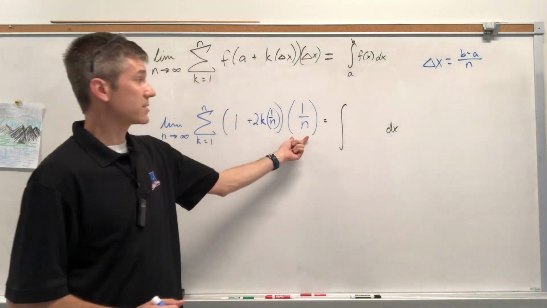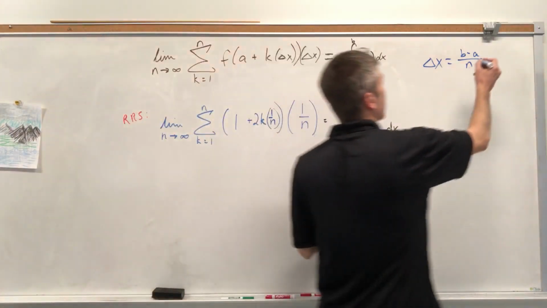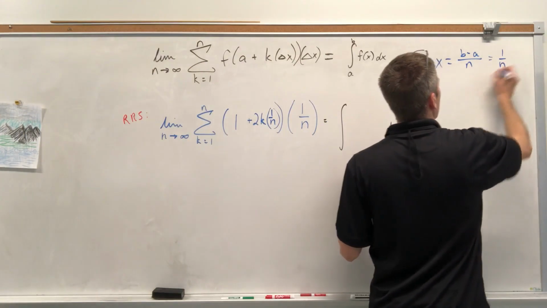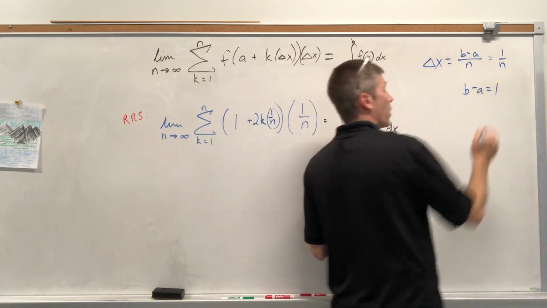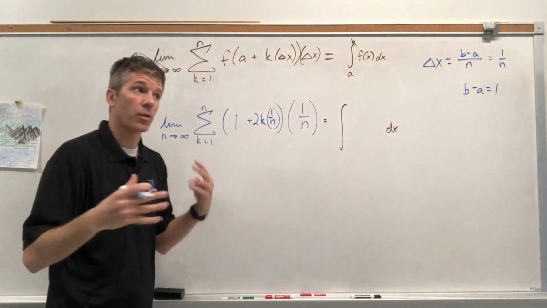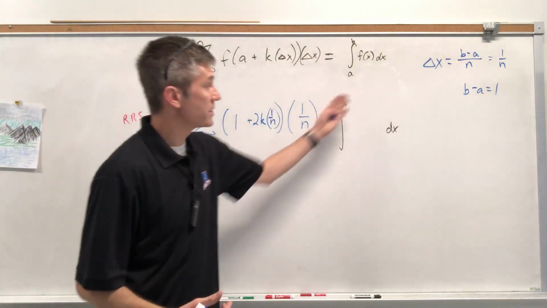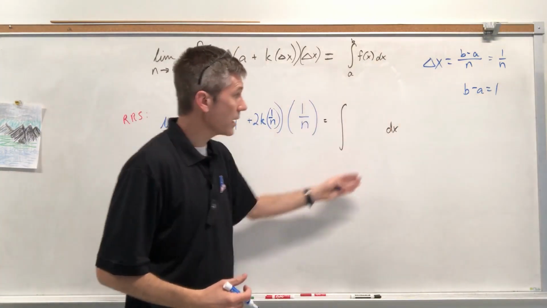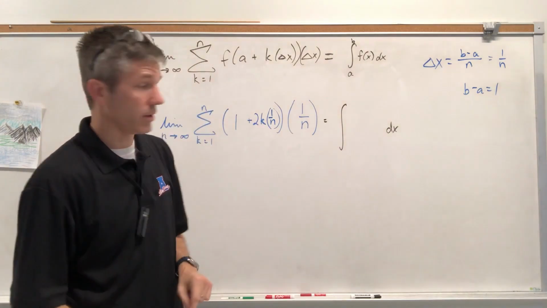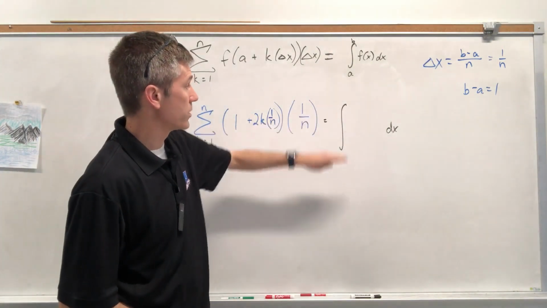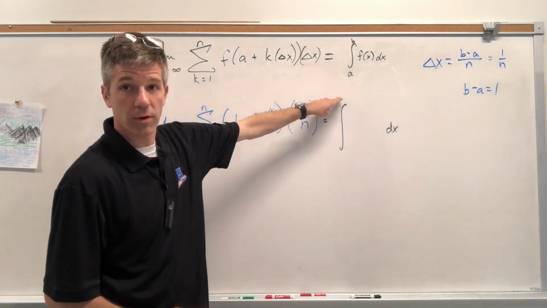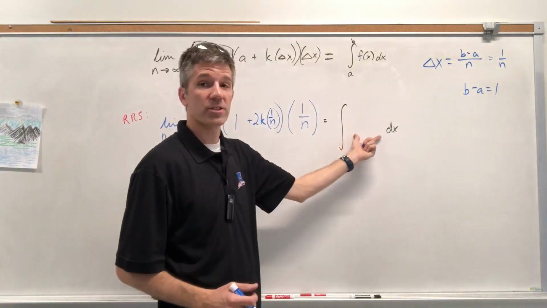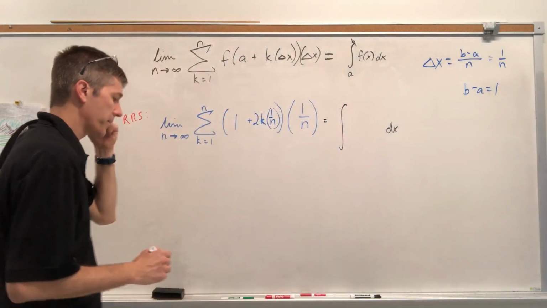If delta x is 1 over n, then b minus a is 1. And here's what that means for the final answer for the definite integral part. This definite integral is going to have an interval that has a width of 1, so whatever this is, the other end is 1 unit further from it. And we don't know the function yet either, but we're about to figure it out.